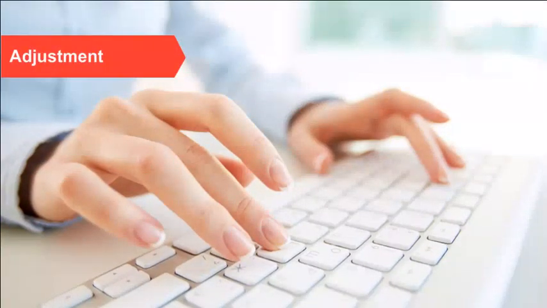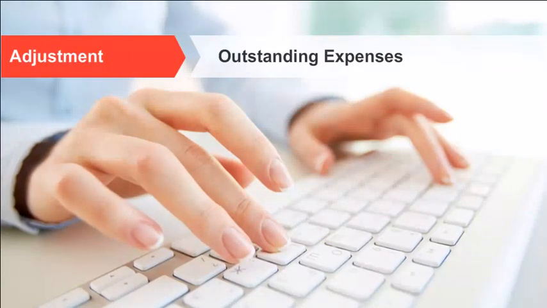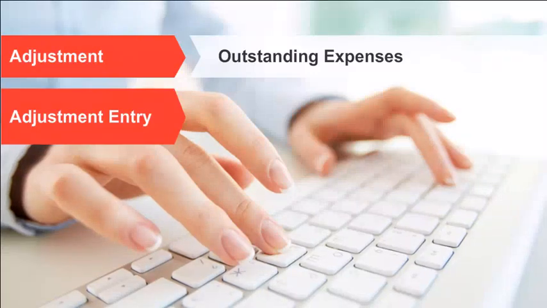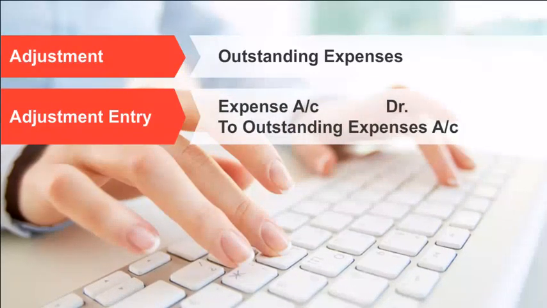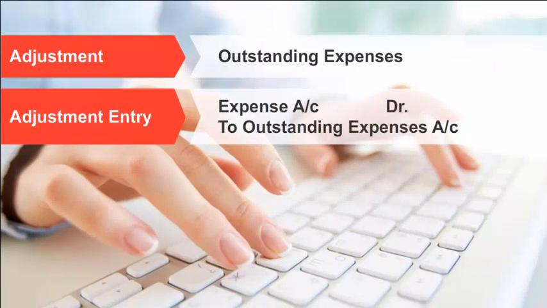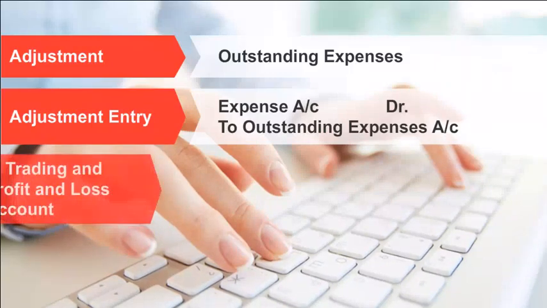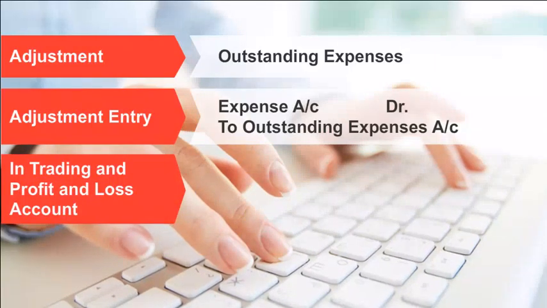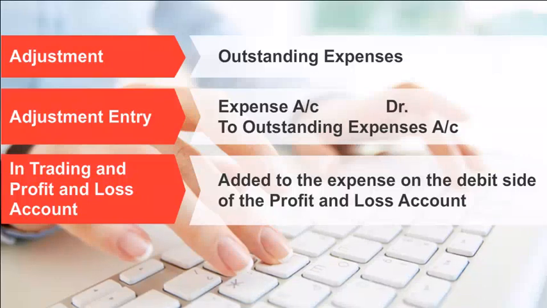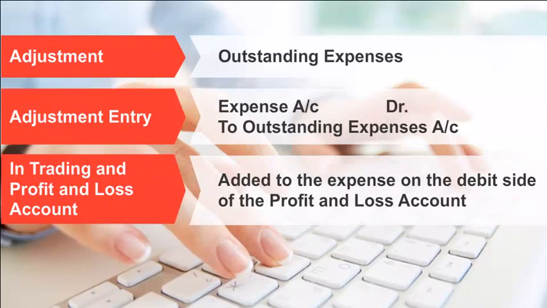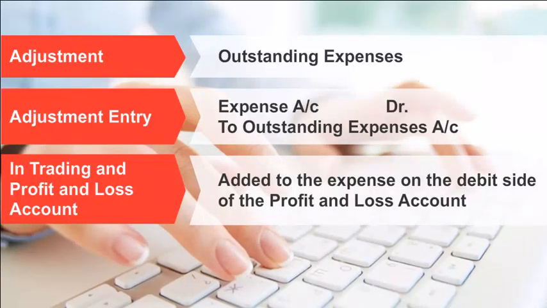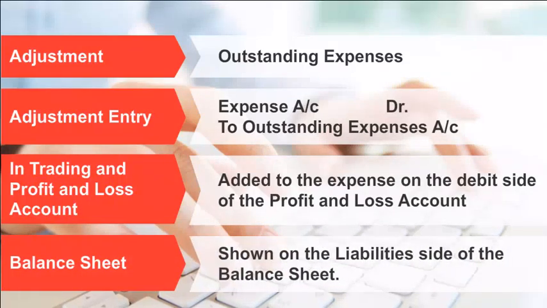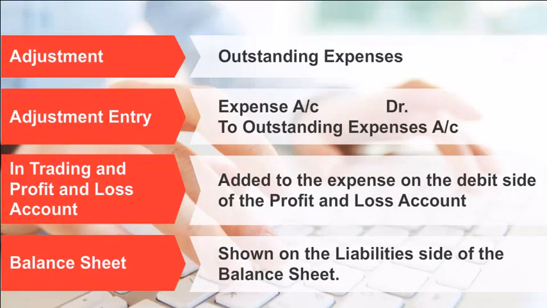Adjustment: outstanding expenses. Adjustment entry: expense account debited to outstanding expenses account. In the trading and profit and loss account, it is added to the expense on the debit side of the profit and loss account. In the balance sheet, it is shown on the liability side.